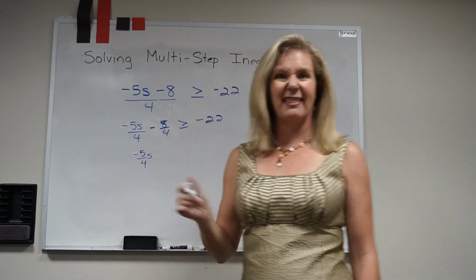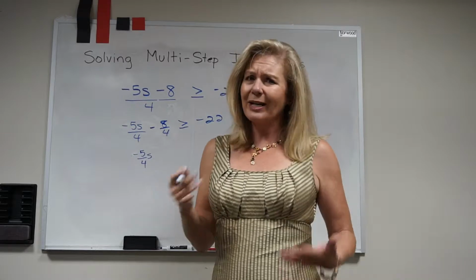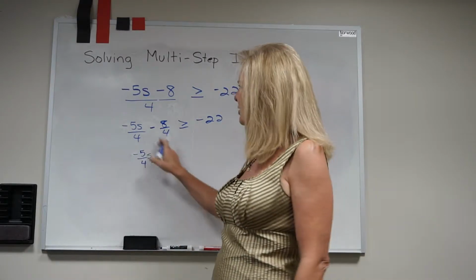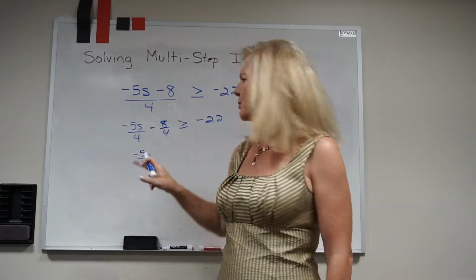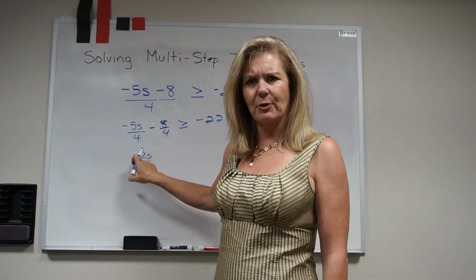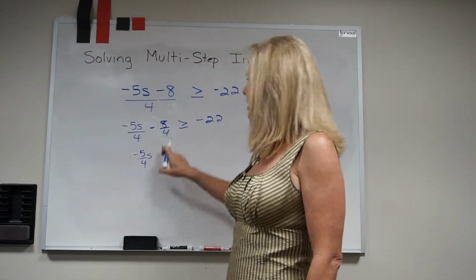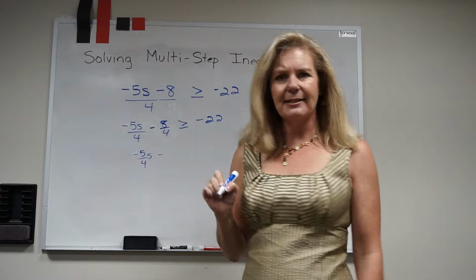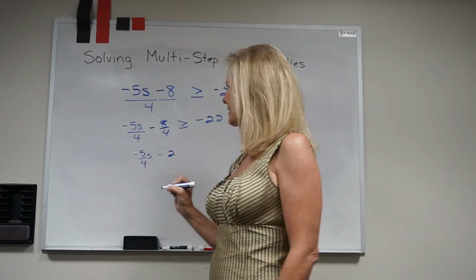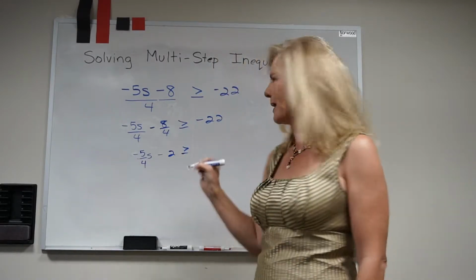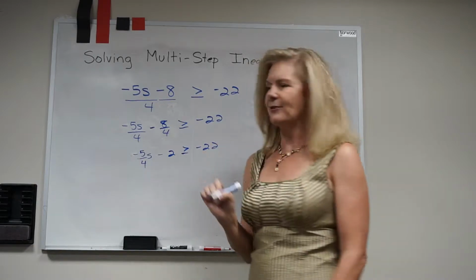And lots of kids will think that's an improper fraction. Well, we don't really know if it's an improper fraction because we don't know what s is. So we don't really know if this top number is smaller than this bottom number. But I do know that if I take 8 divided by 4, I get 2. And that's simplified quite a bit, and I still have my other side.